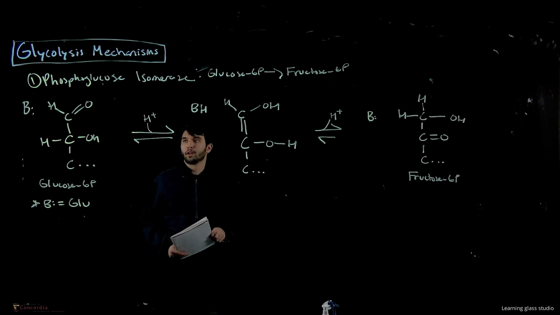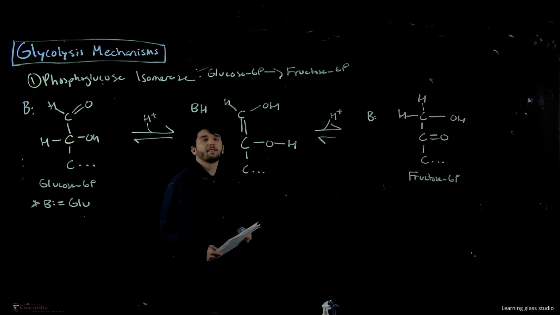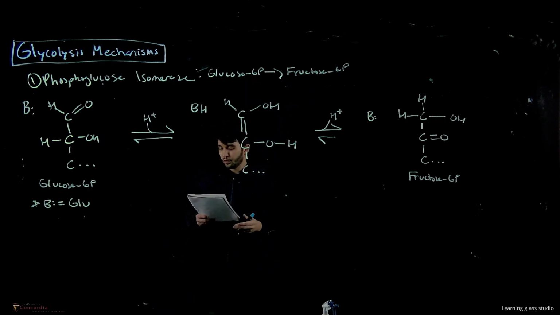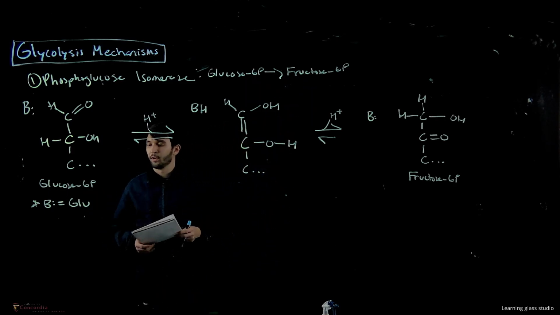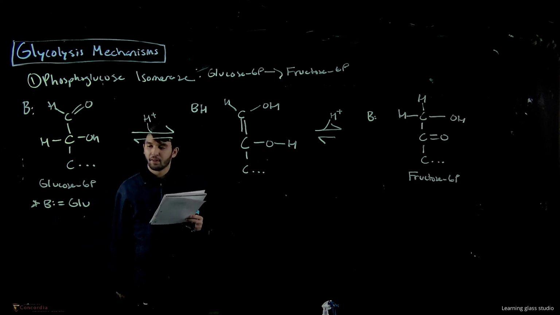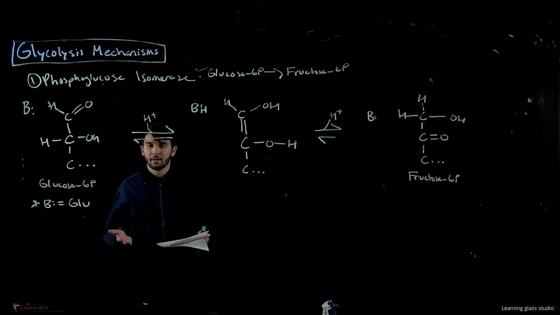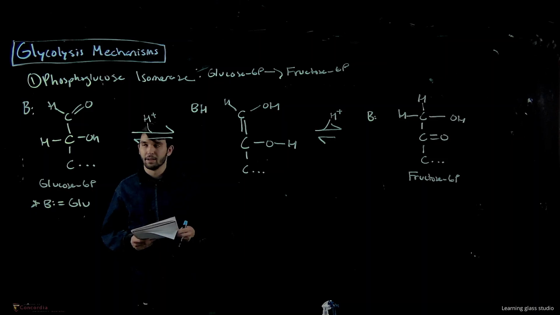So the first one we will look at is for phosphoglucose isomerase. This is responsible for the conversion of glucose 6-phosphate into fructose 6-phosphate. So starting over here with glucose 6-phosphate, this all involves a basic amino acid, which in this case is glutamate. Glutamate is acidic, but it can also act as a base, as it is doing here.